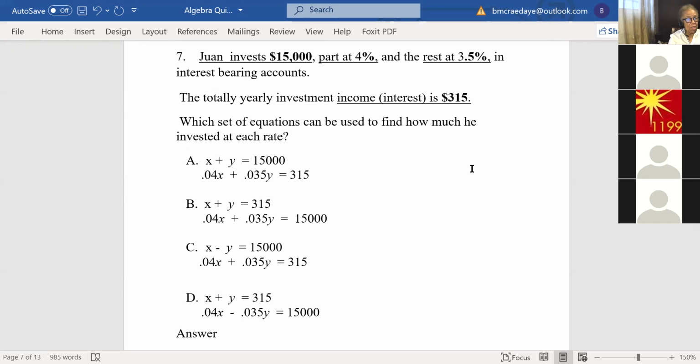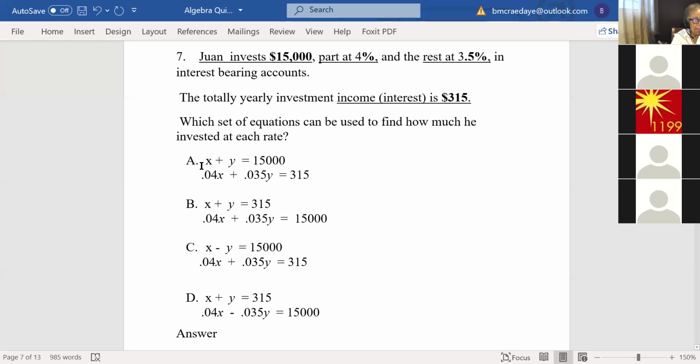But what I want you to understand is when you're given problems of this type, you find the setup, look at the key things that you're given. He invested 15,000, but he didn't invest it in one interest-bearing account. He put some at 4% and some at 3.5%. So the total amounts he invested adds up to 15,000. That would be his X amount plus his Y amount. You don't know what they are, but we can find them.